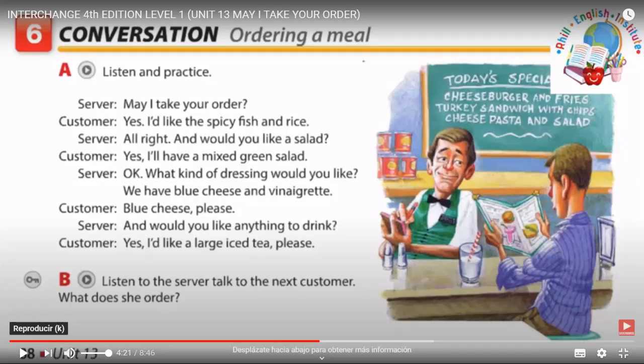May I take your order? Yes, I like the spicy fish and rice. All right, and would you like a salad? Yes, I have a mixed green salad. Okay, what kind of dressing would you like? We have blue cheese and vinaigrette. Blue cheese, please. And would you like anything to drink? Yes, I like a beer, please.